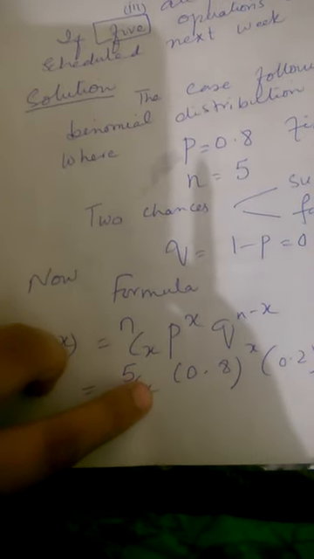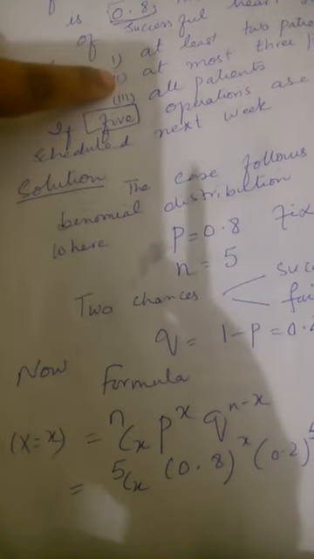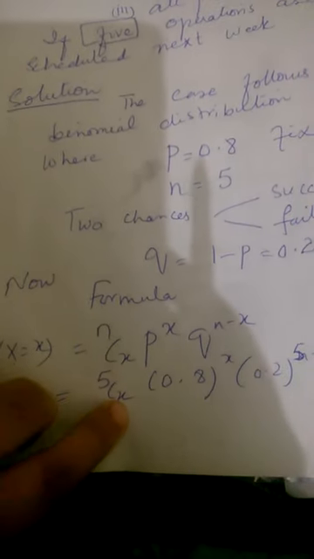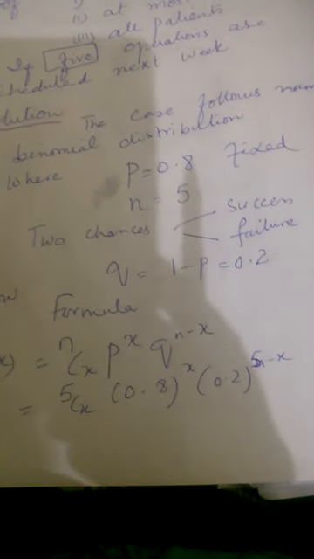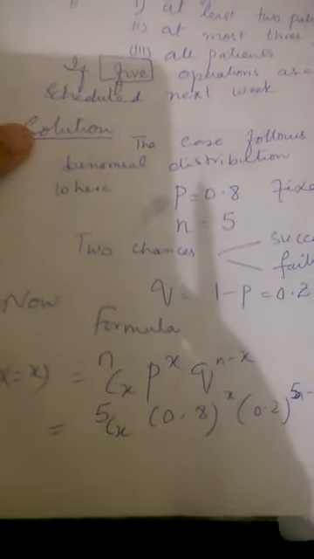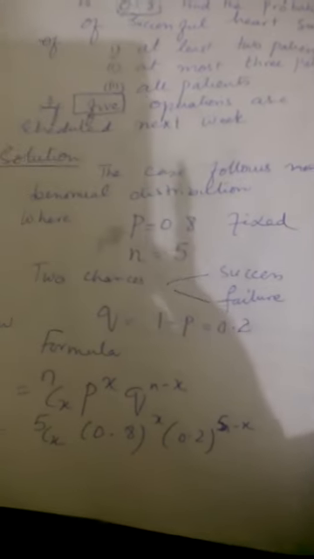Here n is 5, x is not mentioned, which will be mentioned in the question in parts 1, 2, 3, but in general it is x. Now 0.8 raised to power x and 0.2 raised to power 5 minus x, n is 5. Now to solve all three parts, what we have to do is put the values of x in the formula.